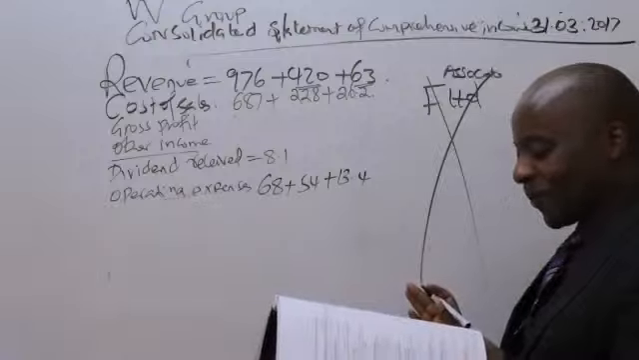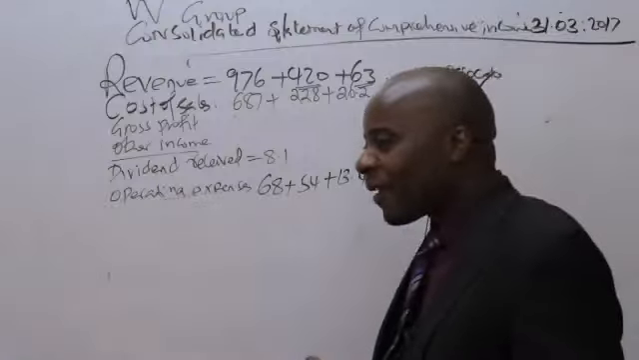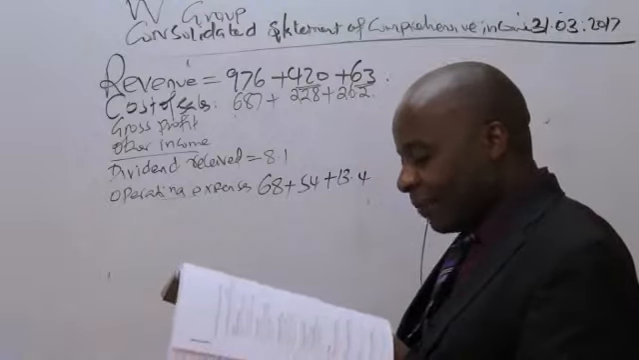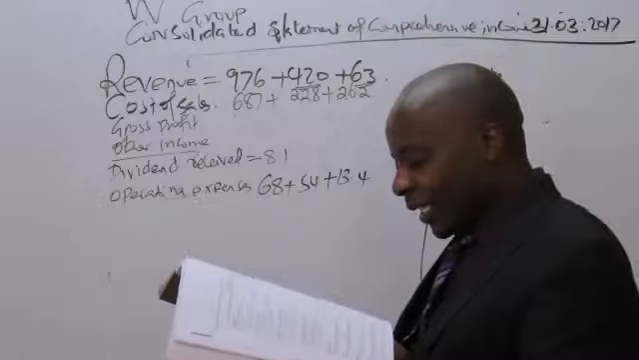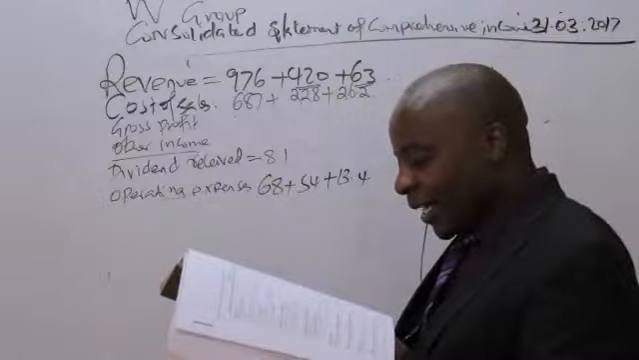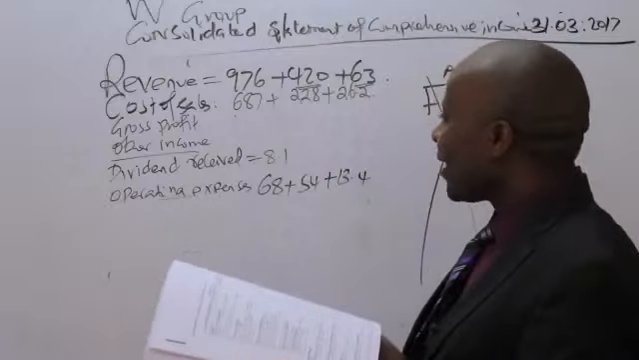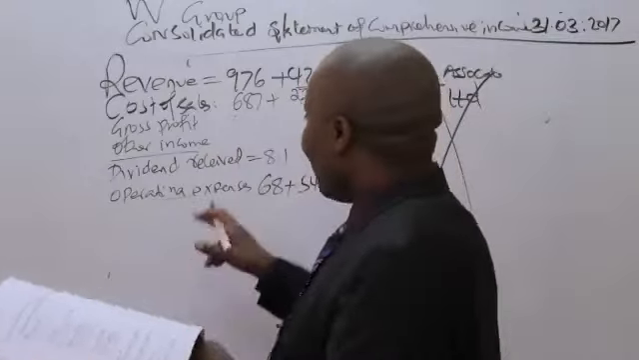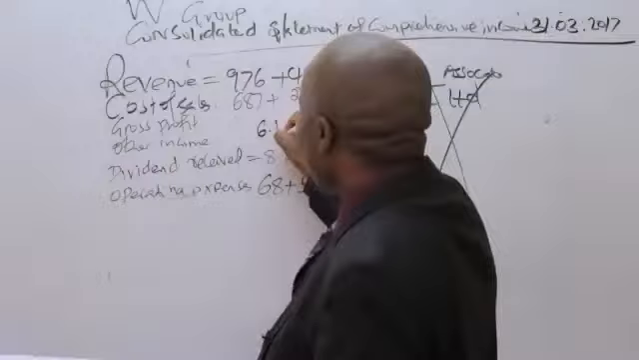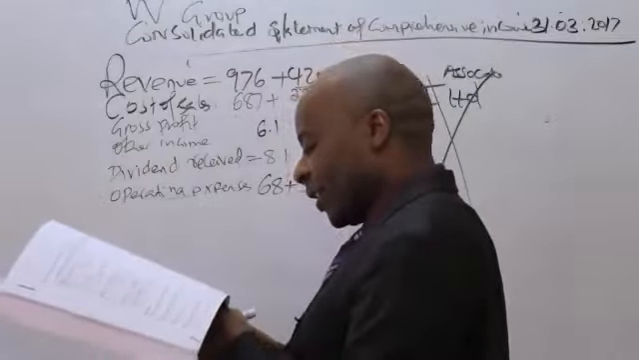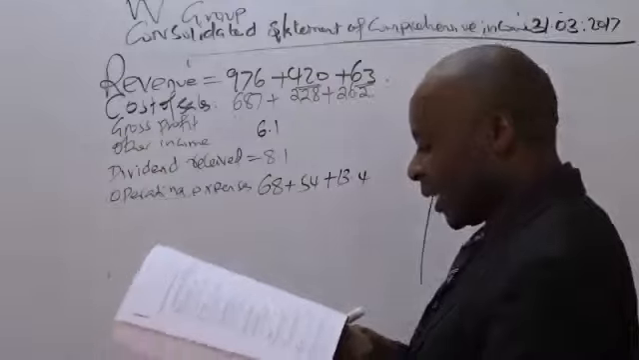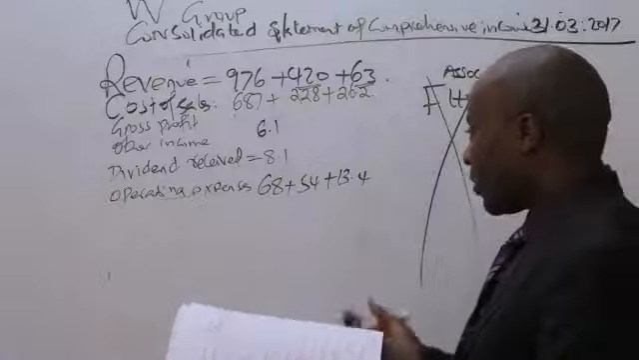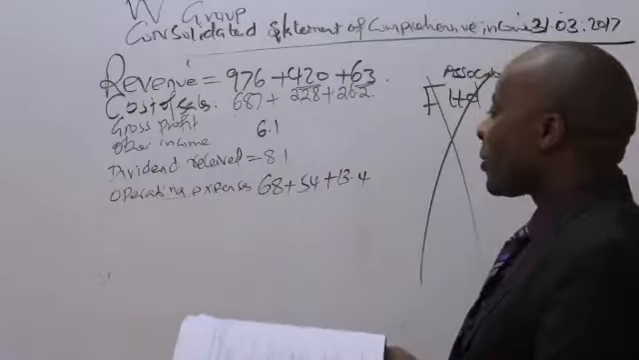Yes. Other income is 6.1. Other income is 6.1. And then we have dividends received, 8.1. Right? So I'm being told that the other income is 6.1. And then we have dividend received 8.1. In most cases, the dividend received will be falling under other incomes. Maybe typing error, but let's just go on with it. So we have operating expenses like that.